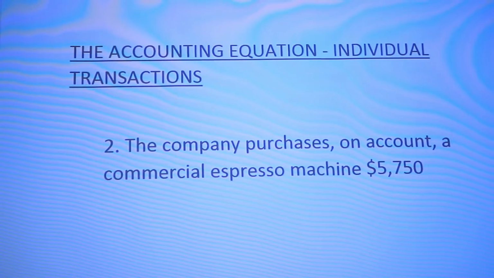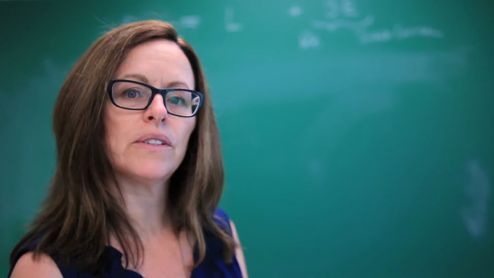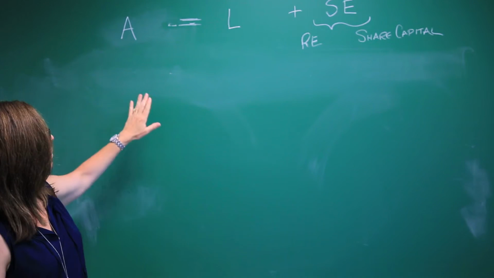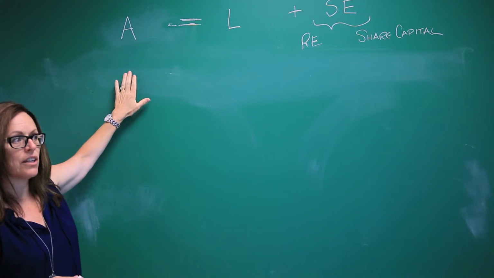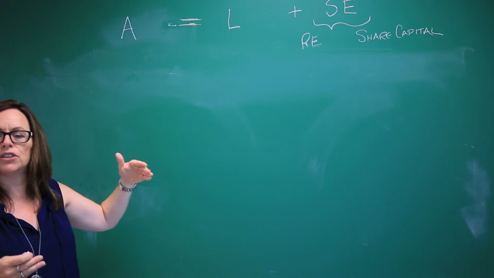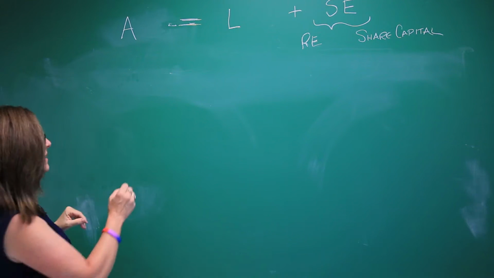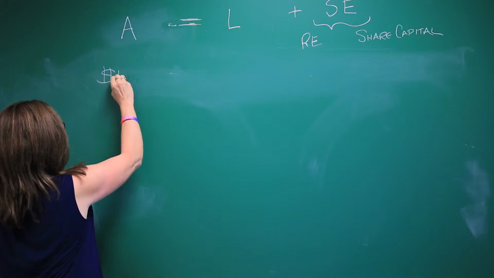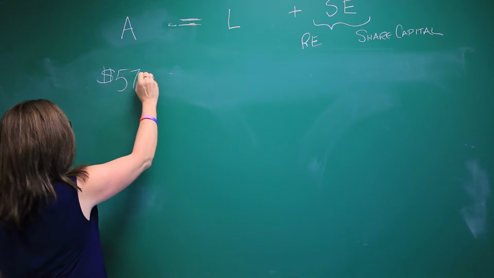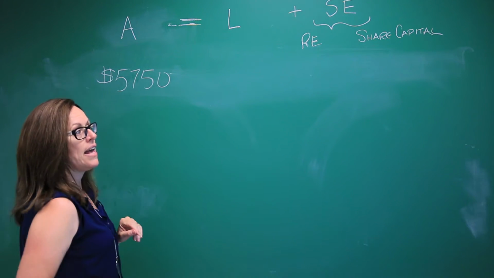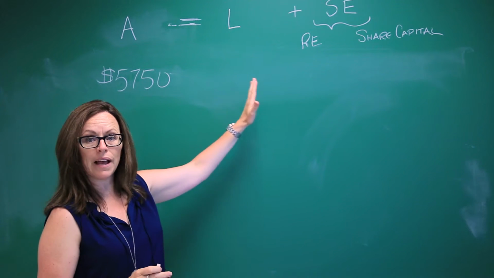Okay, let's look at example number 2. The company purchases on account a commercial espresso machine of $5,750. How's that going to impact the accounting equation? What are they getting? They're getting an asset. They're getting a machine that the company can use and have future benefits. So it's an asset, and it's going to go under assets at $5,750.